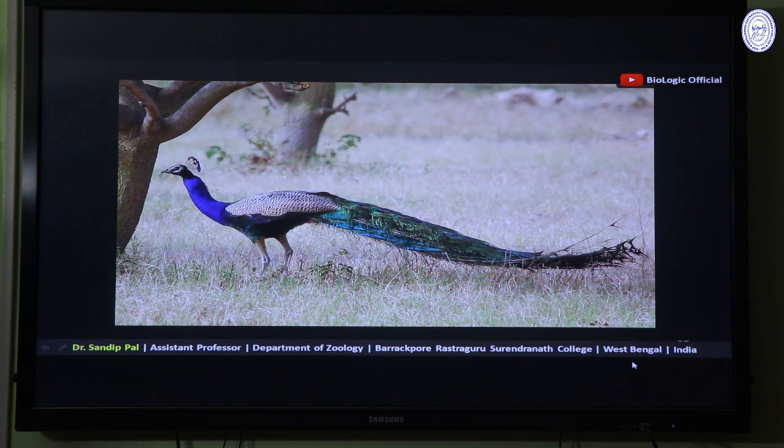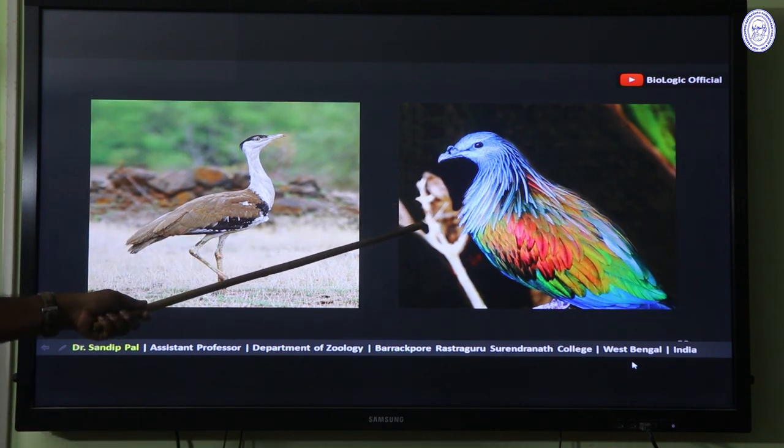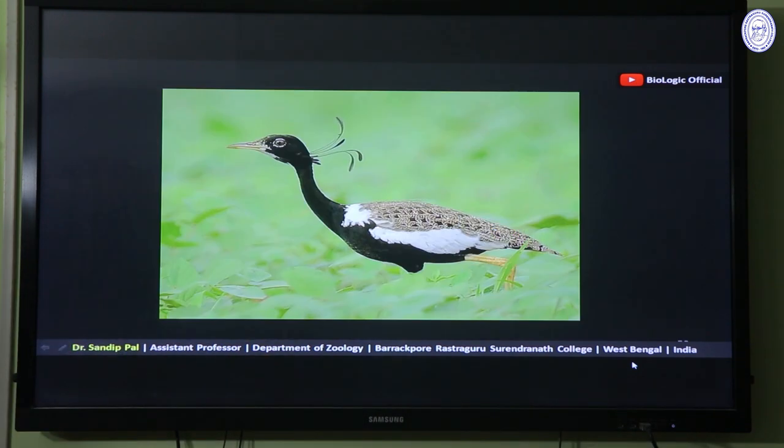Now let's move into the birds of oriental realm. First one is the national bird of India, that is peafowl. This is a picture of a peacock. Next, great Indian bustard, Nicobar pigeon. It is having beautiful, colorful feathers. This one is Bengal florican, found in a small region of Manas National Park.